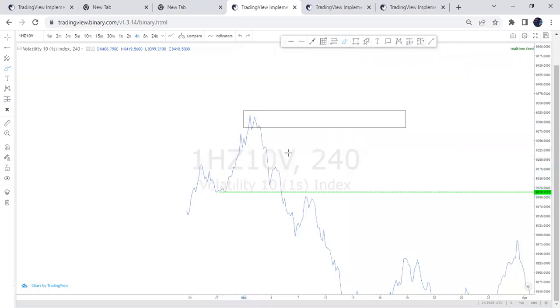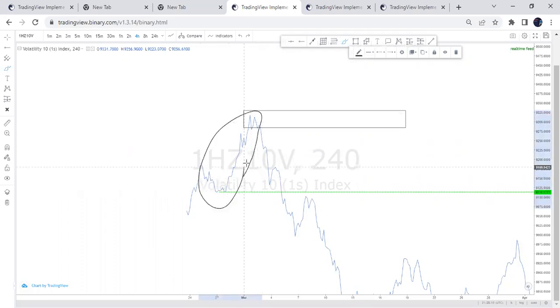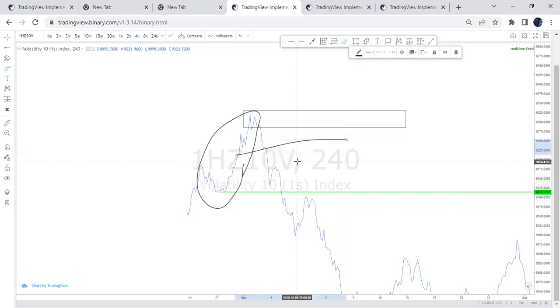Okay. And we said the whole idea of mitigation is that they either come to the open or 50%. So it means that they can decide to come into the open of this entire push up and continue to the downside, or come into 50% and continue going. That way, these buy positions are already at break even, or even they could close this in profit.